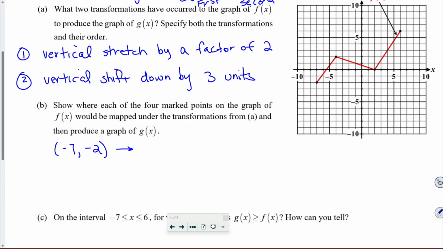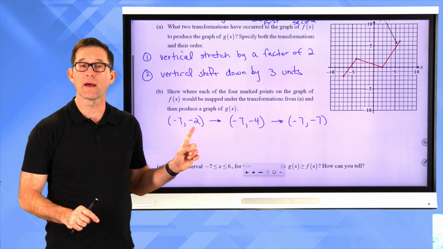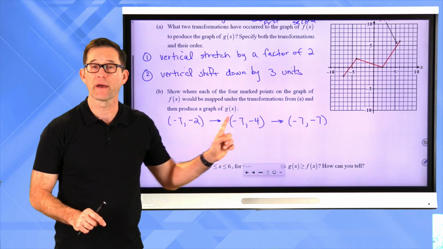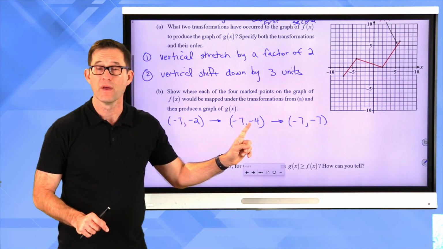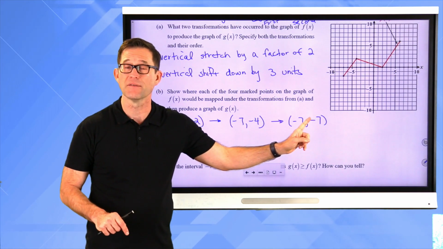Well, -7, -2, when I first stretch that away from the x-axis by a factor of 2, will go to -7, -4. All I'm doing is multiplying that y value by 2. Then when I shift it down by 3 units, -7, -4 will go to -7, -7. That's it. So the first thing I'm doing is taking my -2, multiplying it by 2, which gives me -4. Then I'm taking my -4 and subtracting 3 units from it, and I'm getting to -7.